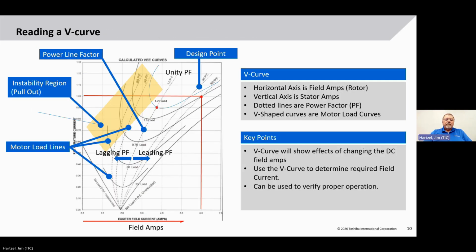Okay, there's another thing we need to be familiar with, and that's called a V-curve. When you buy a synchronous motor, it should come with a V-curve. And if we look at this, across the bottom, the horizontal axis is the field current. Going up the left hand, the vertical axis, is the stator current, what we call our motor current.